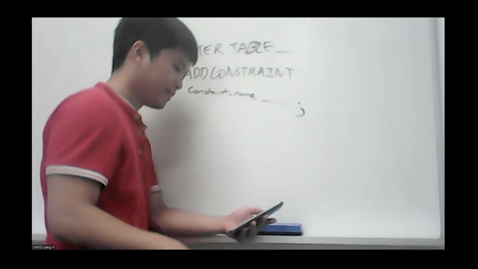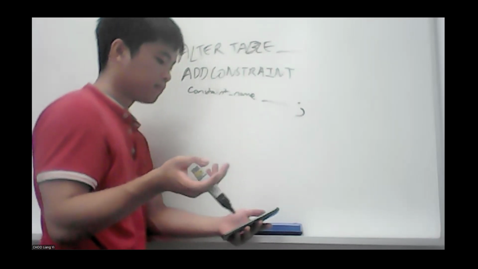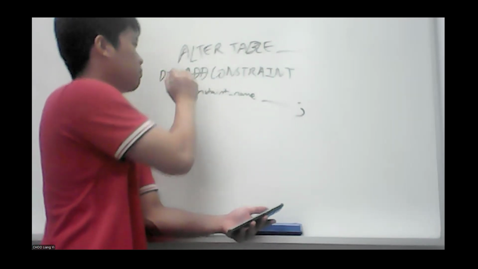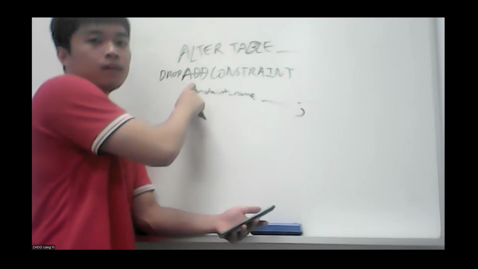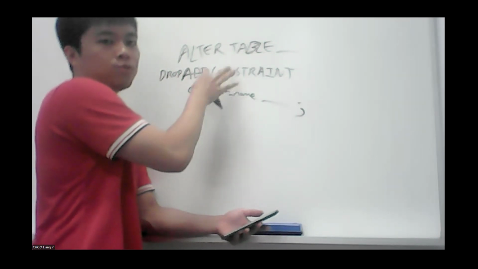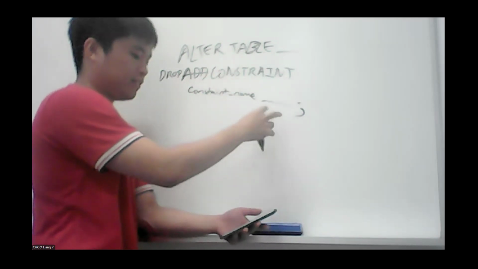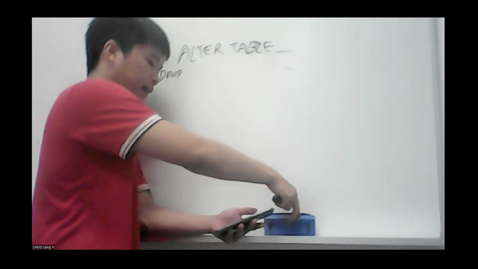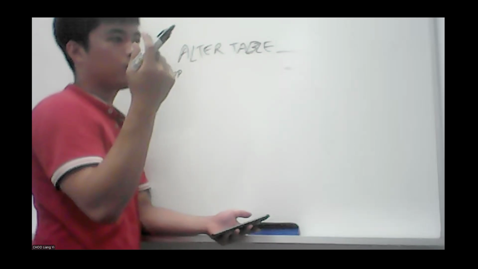If not, they will complain. Then if you want to drop the constraint, just change it to drop. But it's a bit different, because when you add, from this one sentence, the computer still doesn't know what constraint you want to add. That's why after that you talk about this and this. But if you want to drop, it's an existing constraint, so it's a bit different. You straight away need to say what the constraint is called and what type of constraint it is.